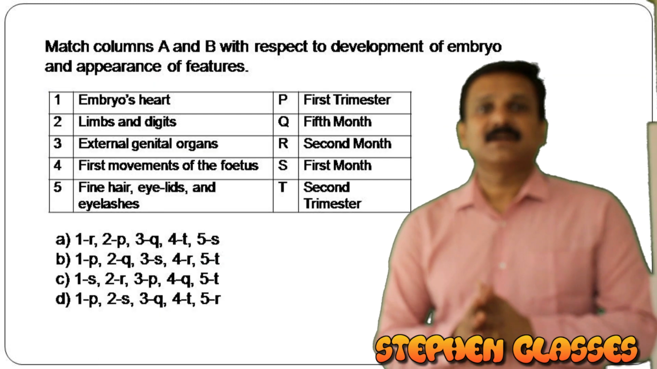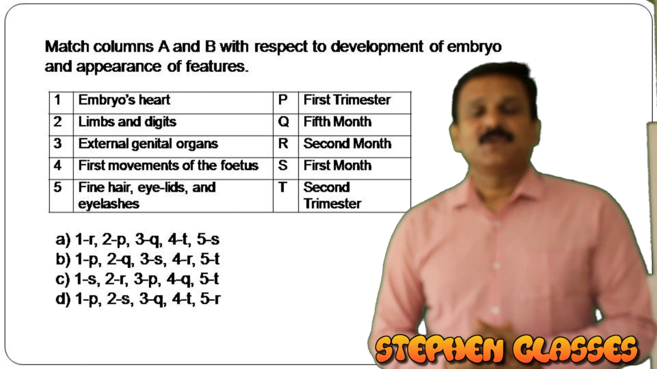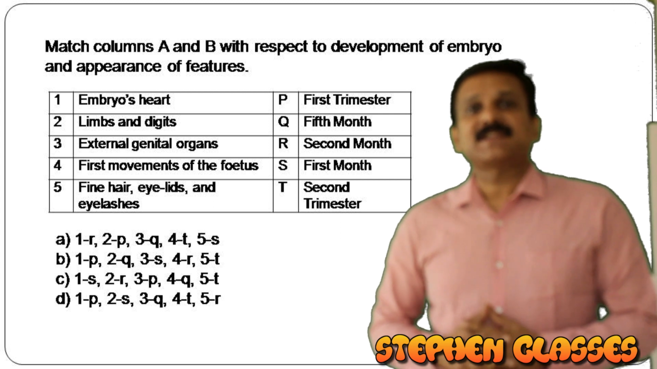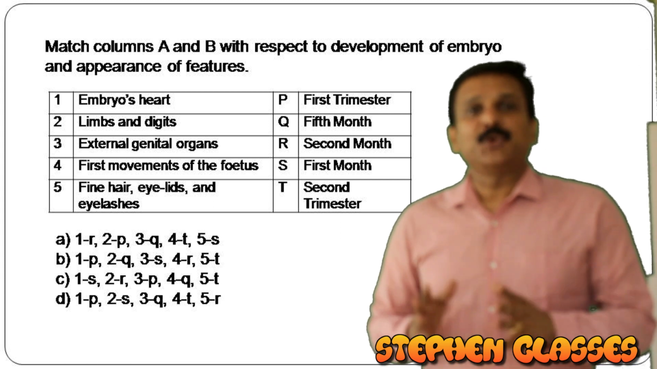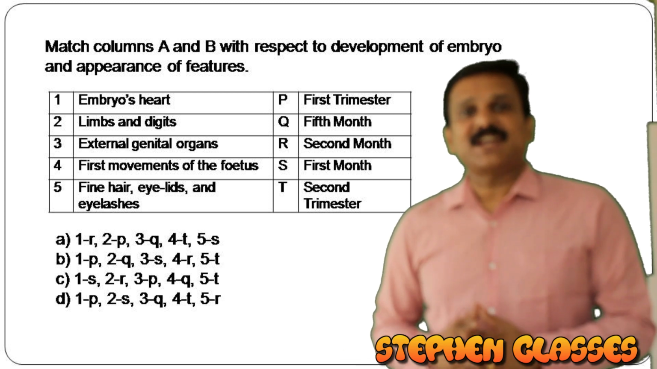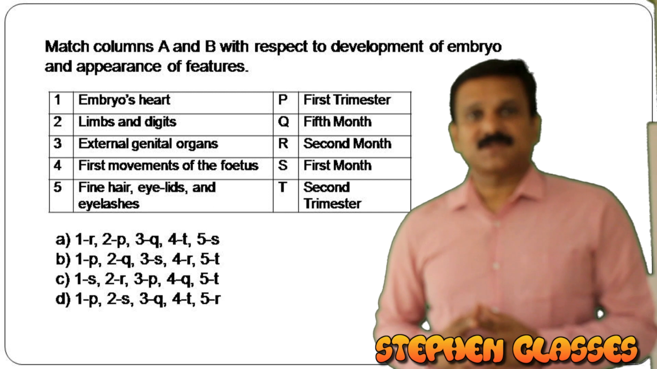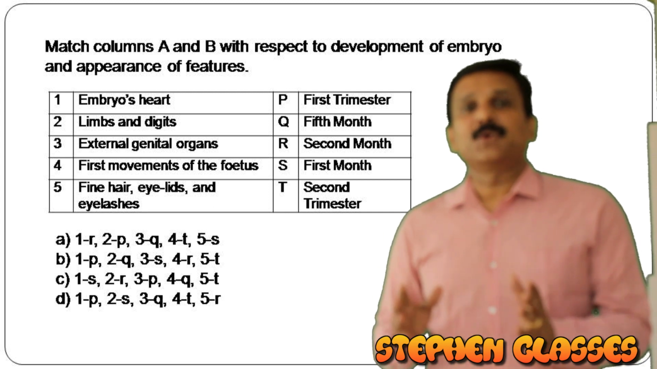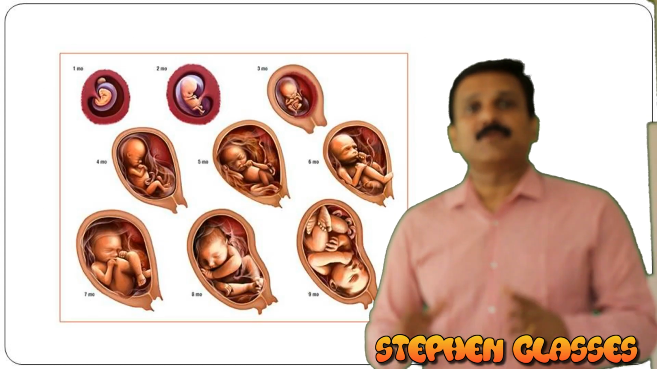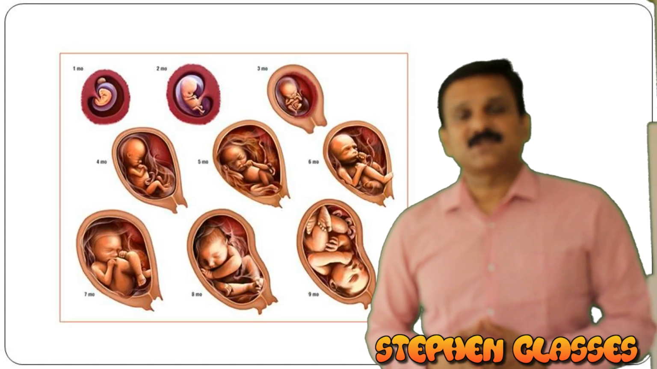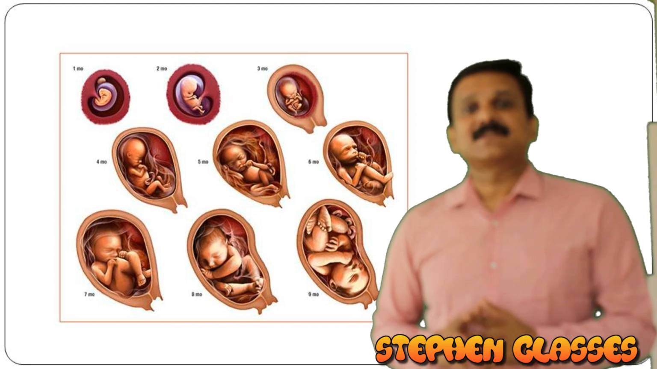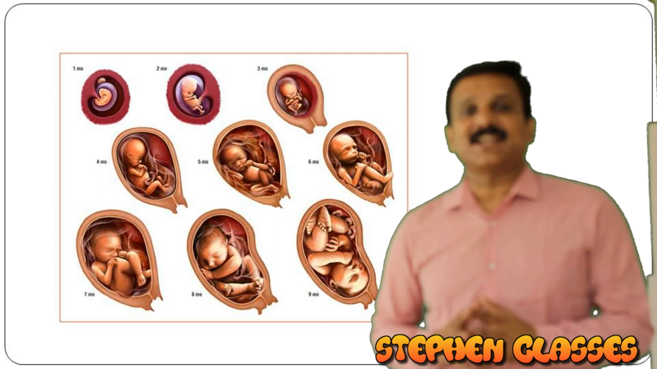So now we have the next question. Match the following. You have two columns, column A and column B. So this question is about the different developmental stages in human embryology. As you know, human development or gestation can be divided into 3 trimesters. The first trimester includes the first month, second month and third month. Like that, the second trimester will include the 4th, 5th, 6th, and the third trimester includes 7, 8 and 9. So like that, 3 trimesters you can see in human development or gestation.